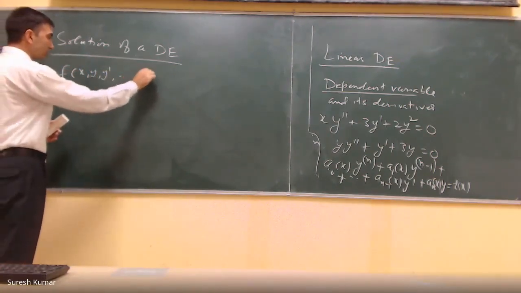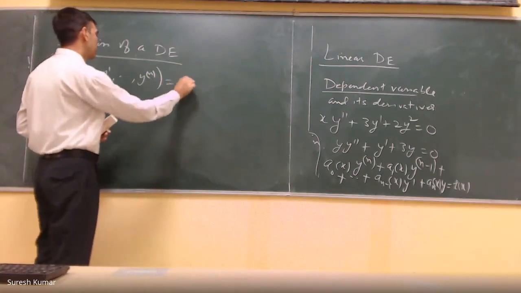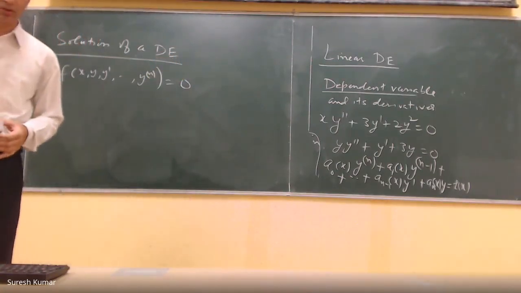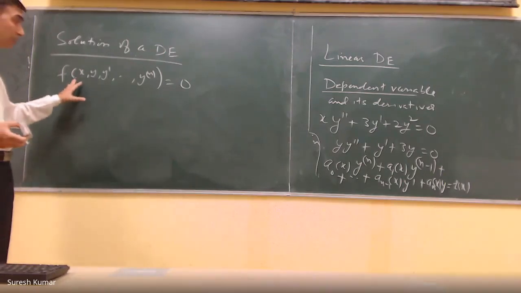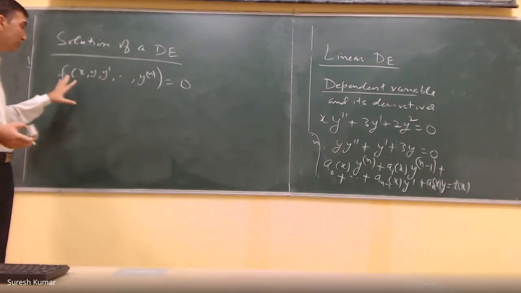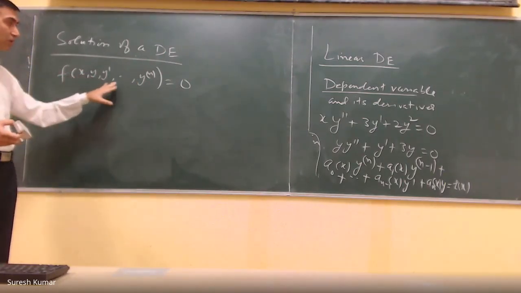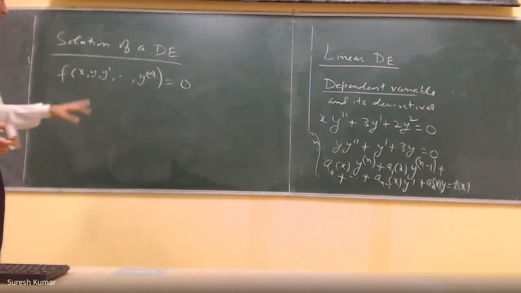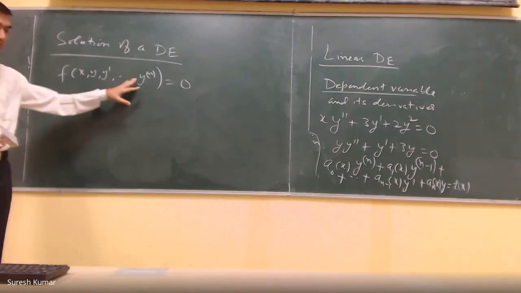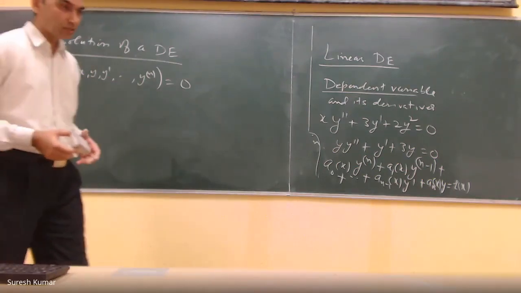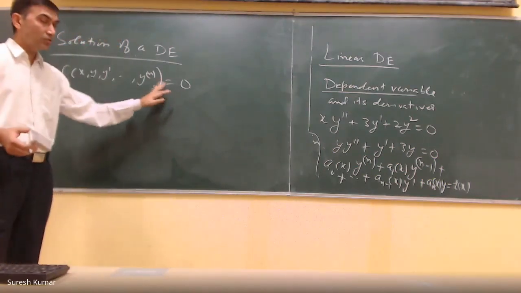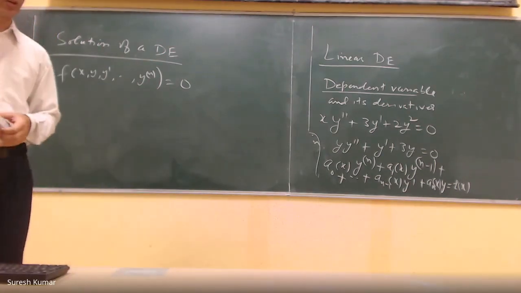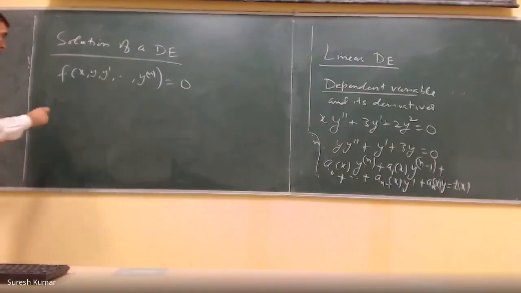Let's first consider the most general form of an nth order differential equation. I'm not saying linear or non-linear, nothing. I've written function of x, y, y prime to y^(n) equal to 0. Any function connecting these variables x, y, y prime, y^(n) equal to 0 represents an nth order differential equation. Now, what do we understand by its solution?